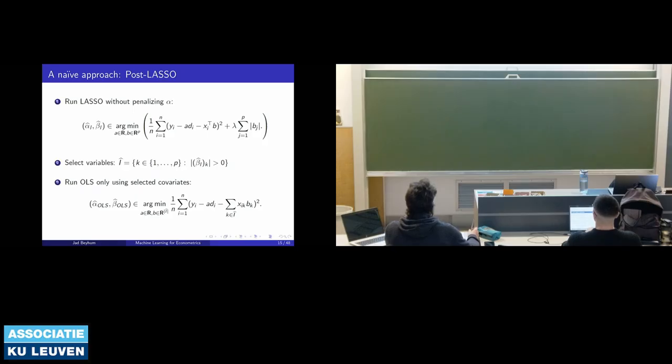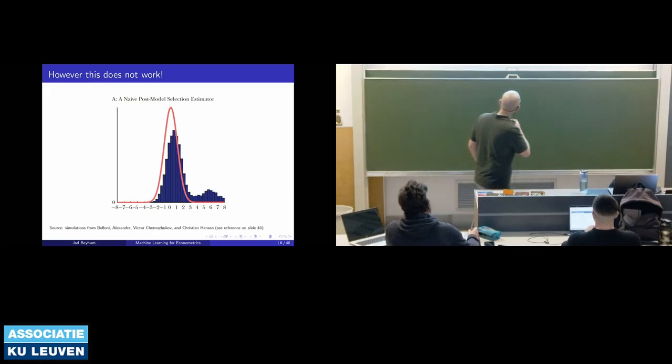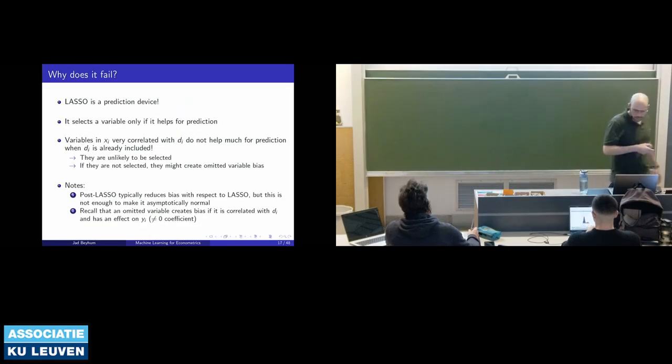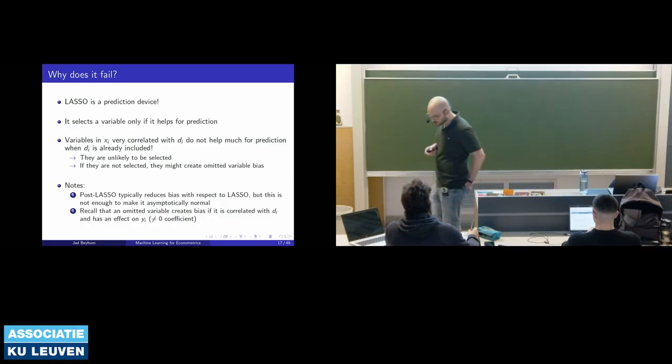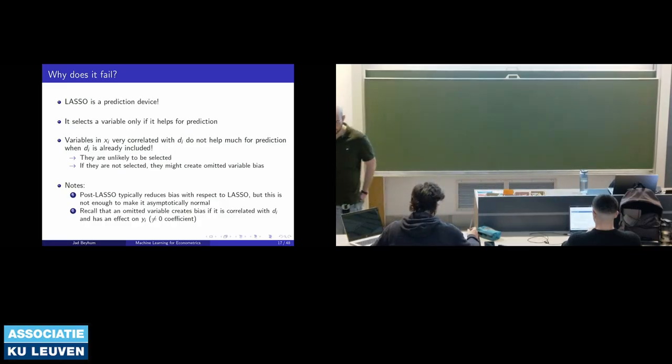So naively, you could think this works because I have an OLS at the end, and an OLS is asymptotically normal. But this doesn't work. You can see that in simulation. Essentially, that's because what happens in that case is that the lasso in the first step only selects the variables in X if they are very correlated with y once you control for d.